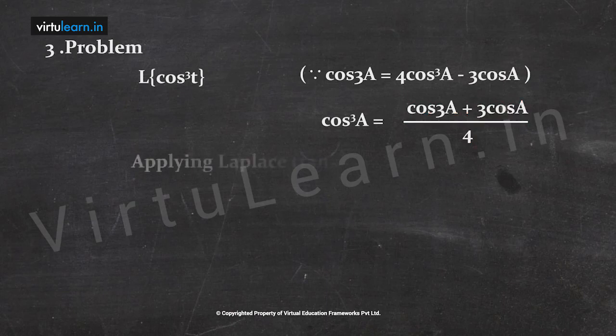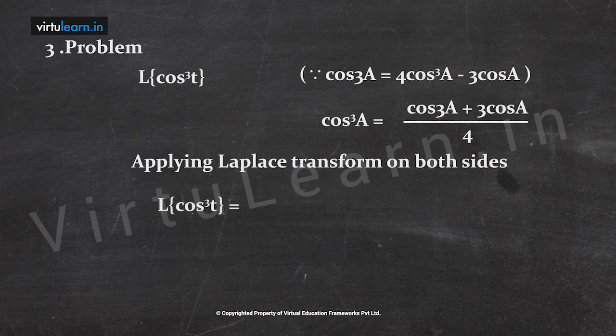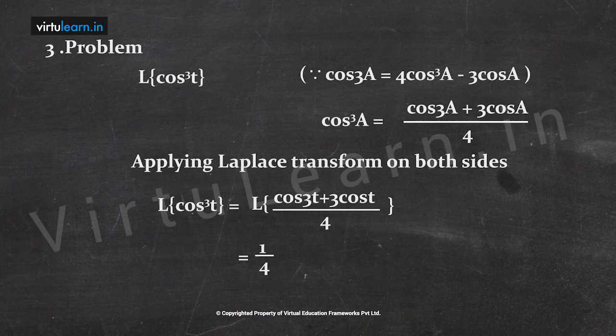Now applying Laplace transform on both sides, then Laplace transform of cos cube t. When you apply the Laplace transform of cos cube t, then automatically the question is here. Then Laplace transform of cos 3t plus 3 cos t, then 1 by 4 is outside. This is a product, so 1 by 4 is outside. Then Laplace transform of cos 3t plus 3, which is constant, I am writing outside, Laplace transform of cos t.